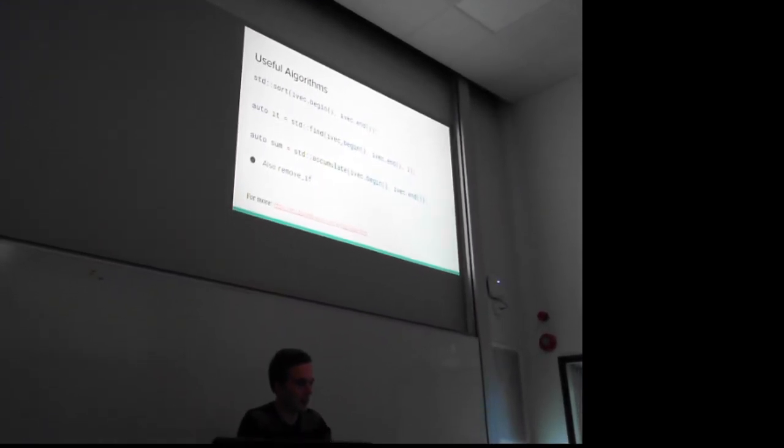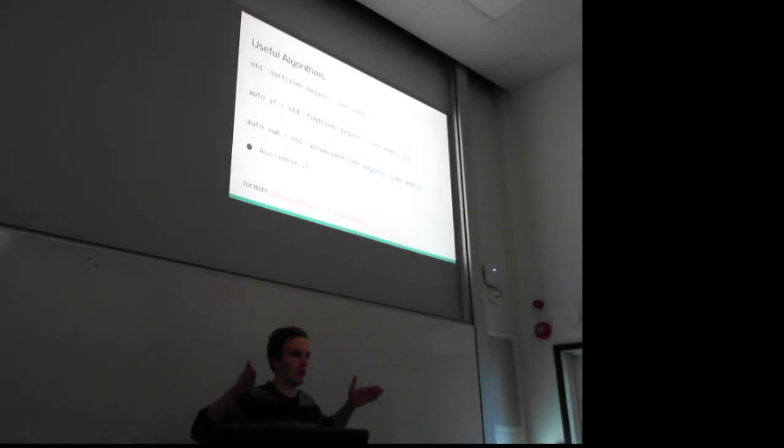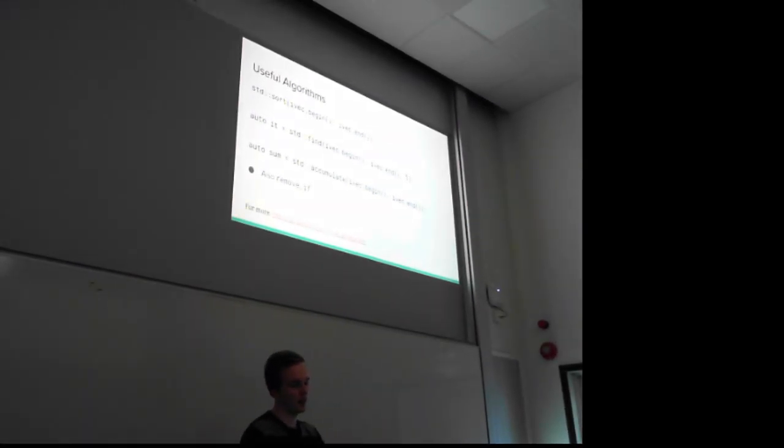Find is the same, so you pass the range where you're going to find something, and then you pass the value you're looking for, and you get an iterator to the position where it found the element. And accumulate is basically, if you have a vector full of numbers, you can go from the beginning till the end and just sum everything. Or you can also give it an initial value if you wanted to start at 5 or something.